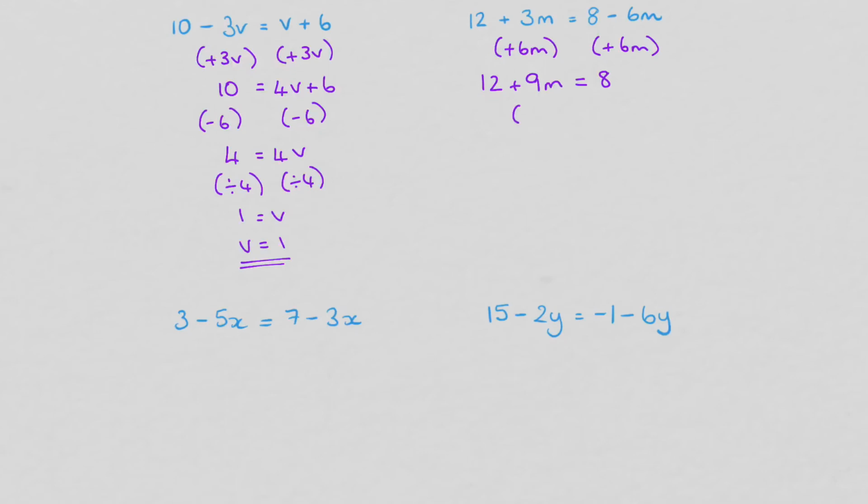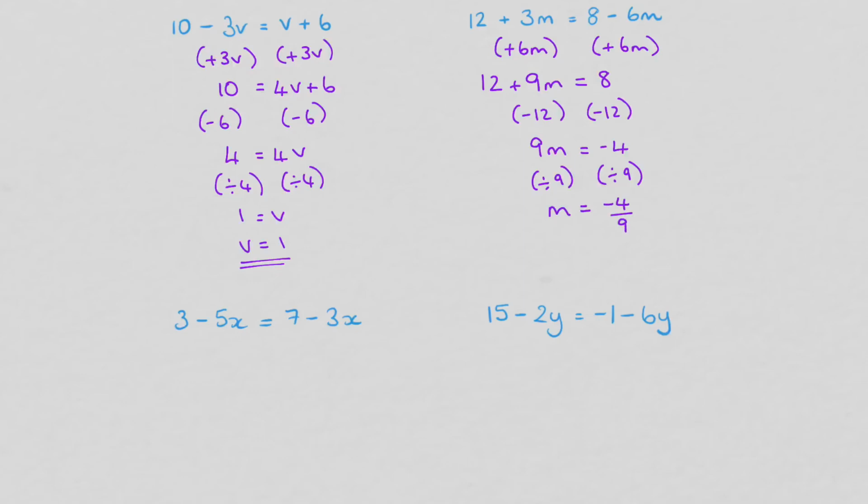Okay, so our next job will be to subtract 12. So 9m equals, now 8 minus 12 is negative 4. Okay, then we're dividing by 9 to give us m equals, now remember, if this number doesn't go into that number, write it as a fraction first, negative 4 over 9.